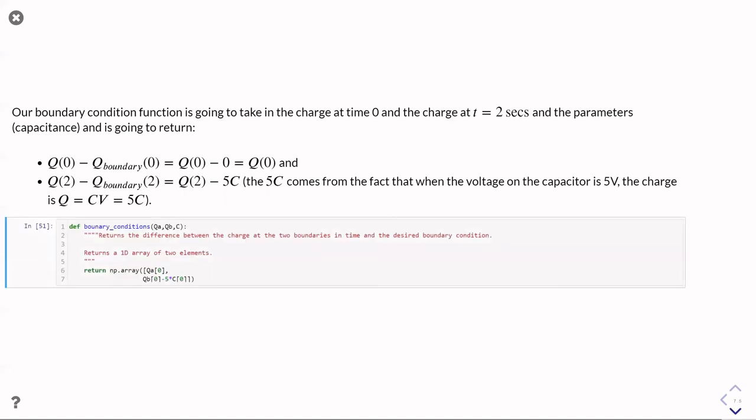So the way that's actually implemented in code is like this. The function is called with two values for the state variable: charge at time zero, that's QA, and charge at time 2 seconds, that's QB. And again, those are both arrays. So we only want the first element because we've just got one equation. So we have QA[0], and that's the deviation from our first boundary, which says the charge to start with should be zero. And the deviation from our second boundary is the charge at the second time, QB, minus five times whatever the capacitance is. And again, because the C variable is actually an array of one element, because we only have one parameter, we need C[0].